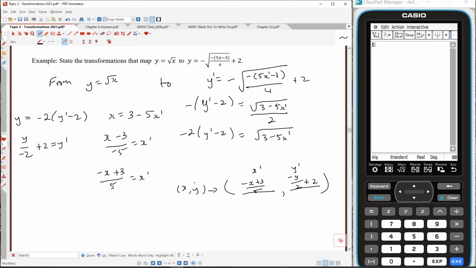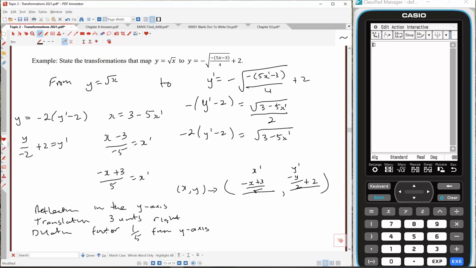Okay, so now what we'll do is we'll read off the transformations. So I'm going to start with x and say that the first thing is the negative. So that means that there is a reflection in the y-axis. Then 3 is added to it. Okay, so it is a translation, 3 units to the right. And then it is a dilation factor 1/5 from the y-axis. Right, so they are the transformations from the x-axis.